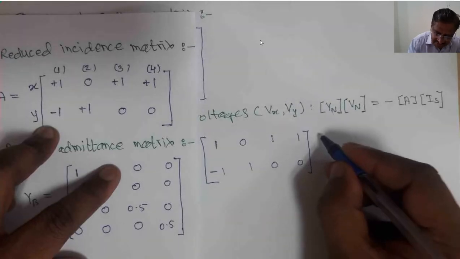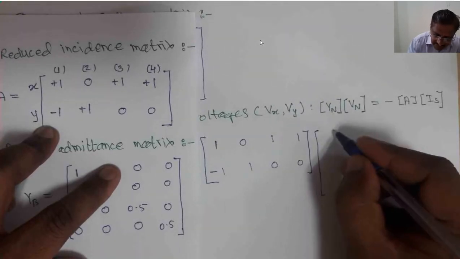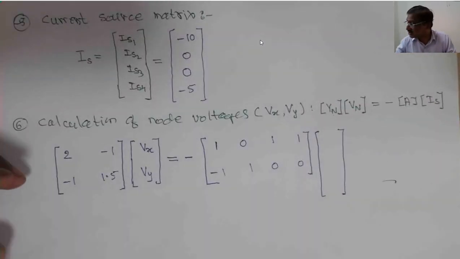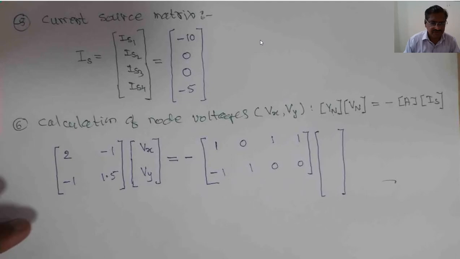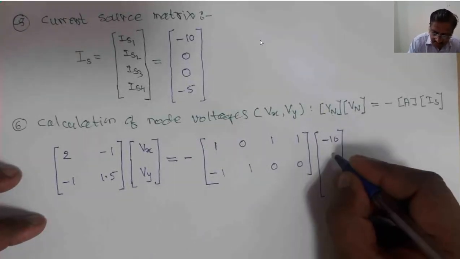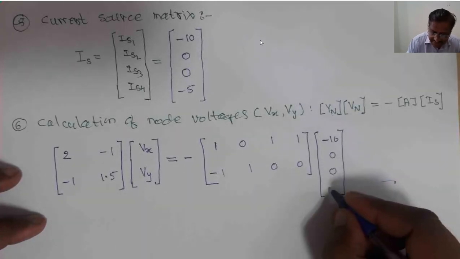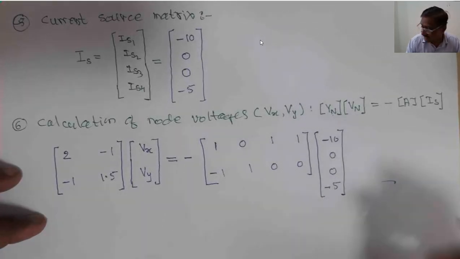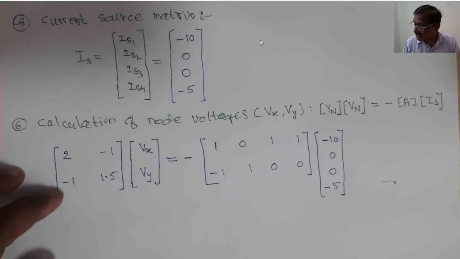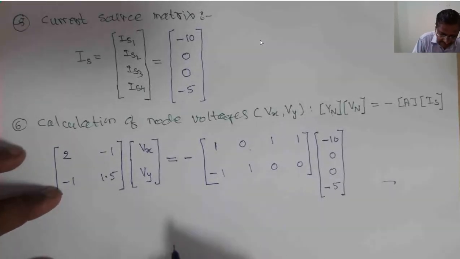Finally we are interested in this column matrix Is, which is the source matrix, which I have taken here itself. This value will be minus 10, this will be 0, this will be 0 and this entry will be minus 5. Those are the entries related to Is, the current source matrix. If we know those entries, then we can find the multiplication of these two matrices.